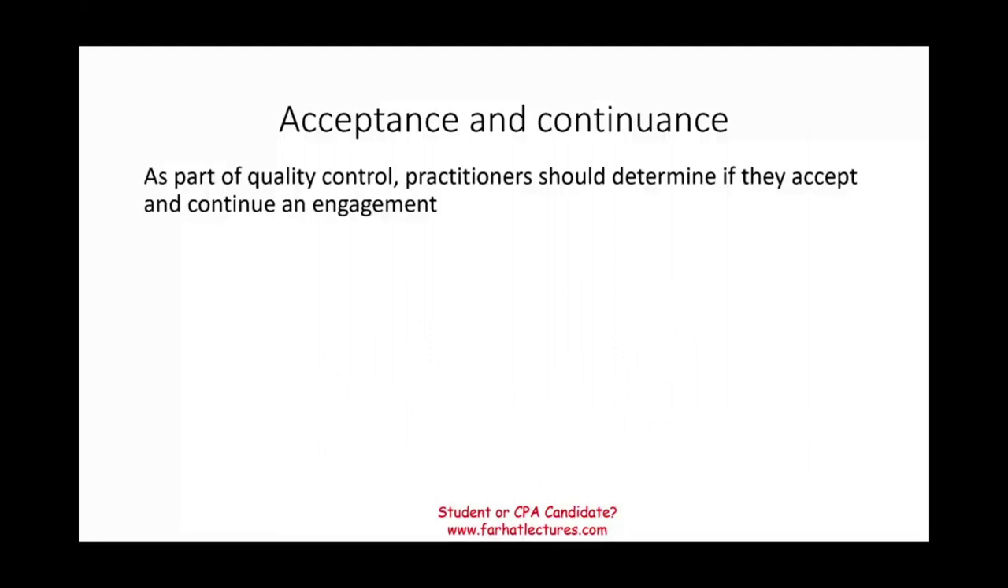Acceptance and continuance. So when you are engaging in attestation, you have to have a quality control for your firm. Practitioners should determine if they should accept and continue an engagement. For example, somebody might engage them for environmental law engagement. If they don't have the specialist on staff, they should refuse, either don't take it or hire a specialist.